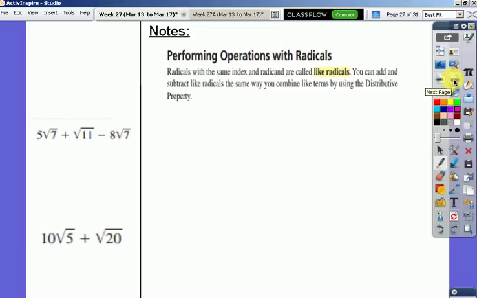Like radicals. So now we have to add and multiply them. So I would just write down that first sentence again. What are like radicals? And then those two examples.